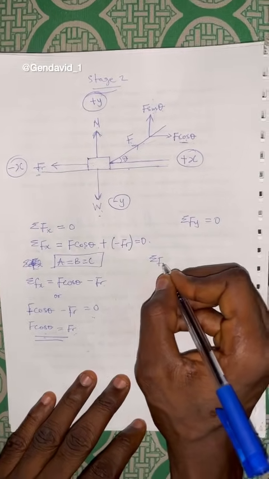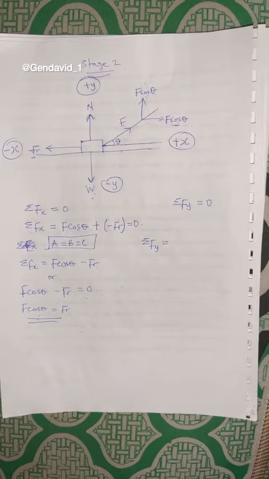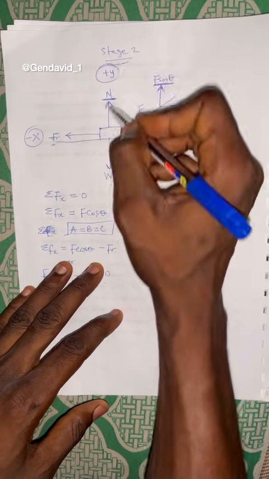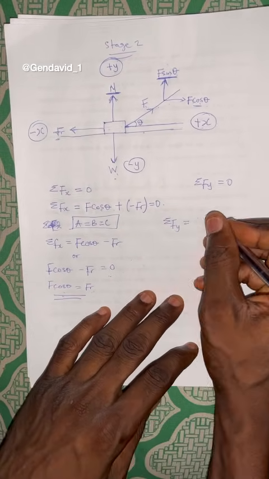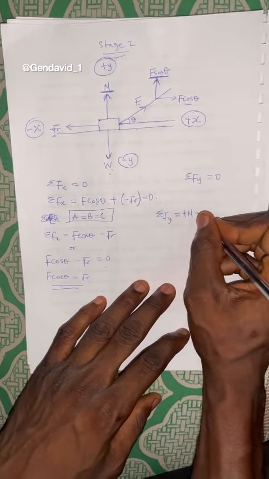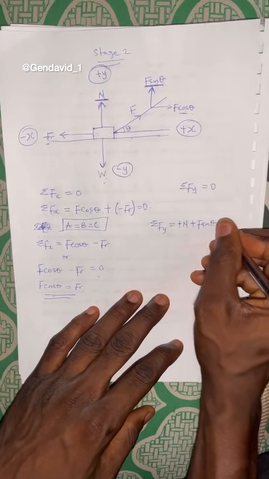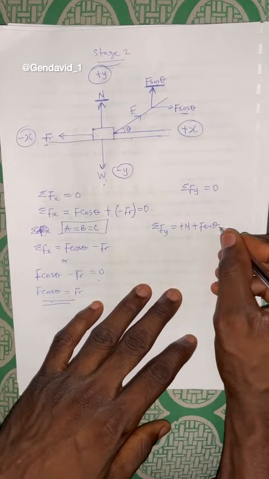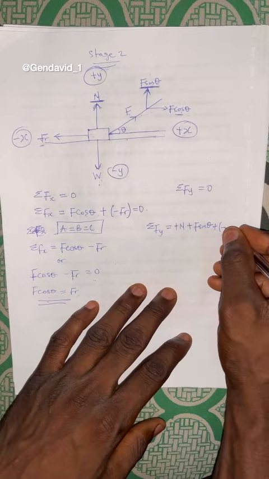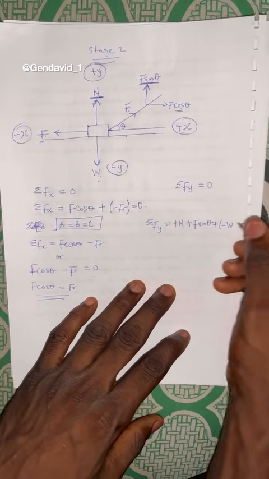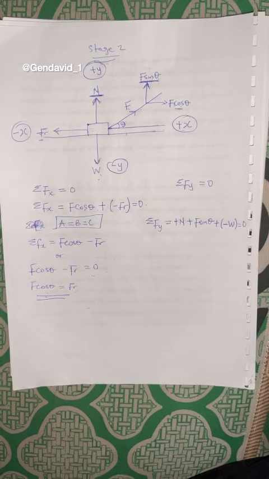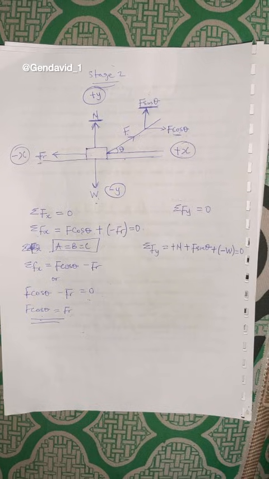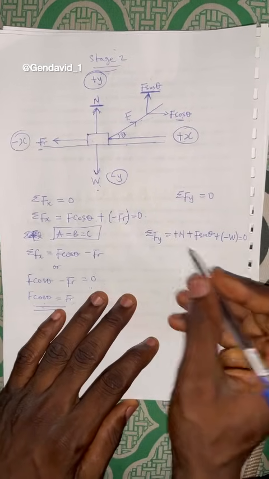So I have summation Fy to be equal to, now, the N that we have here and the F sin theta are moving towards the positive y. So I have plus N, then plus F sin theta, because both are moving towards the positive y. Then the weight is moving towards what? Negative. So I have minus W. Everything equals what? 0. That is, I have the 2 working towards the positive, then the weight working towards the negative.